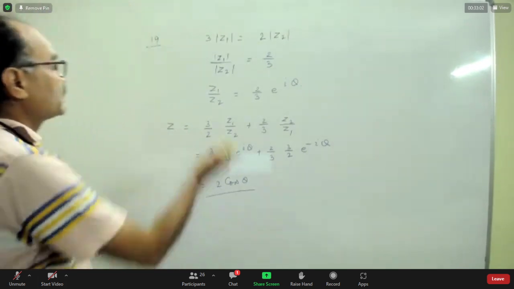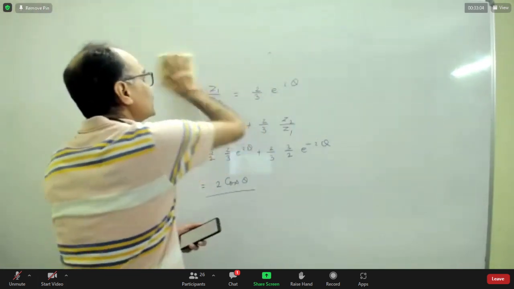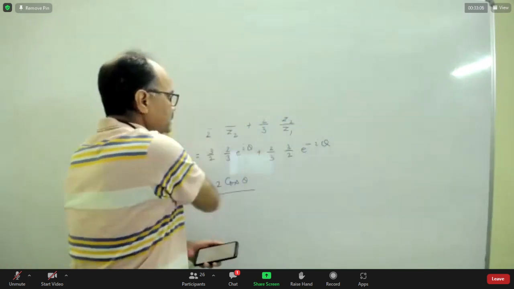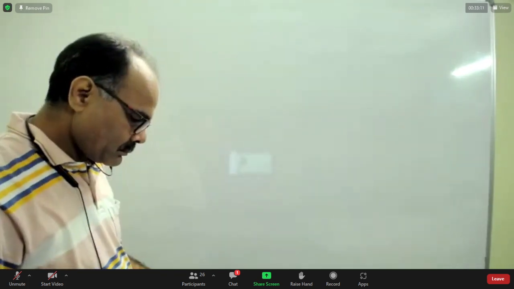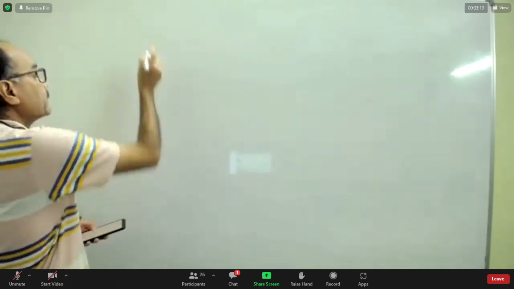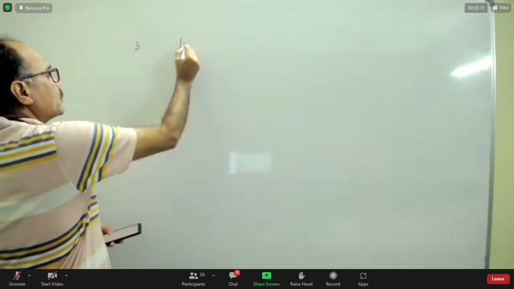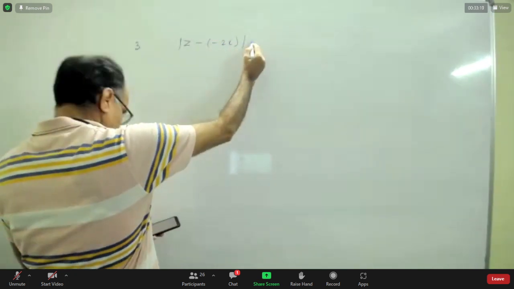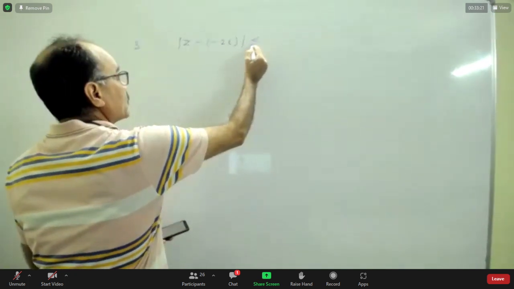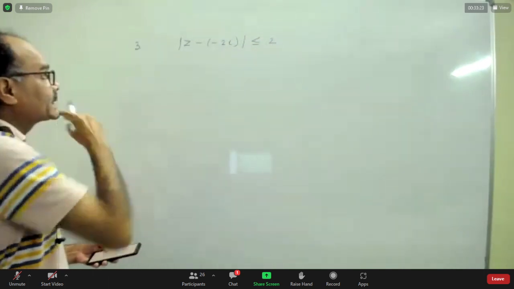Just draw the diagram. From there, we'll get all these type of questions. Question number 3: mod of z minus 2i is less than or equal to 2. All the points on the circle or inside the circle.